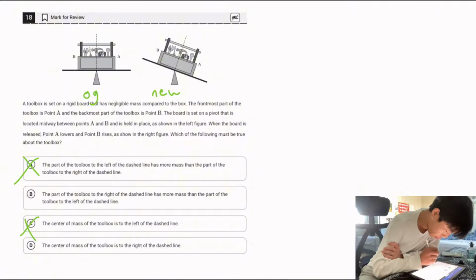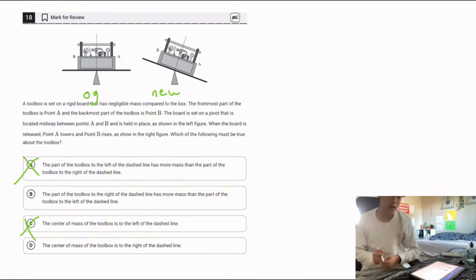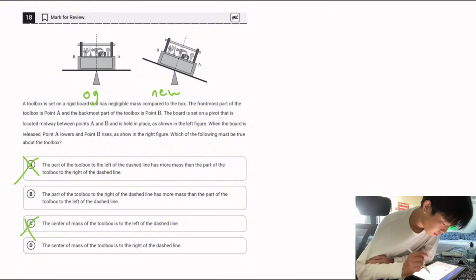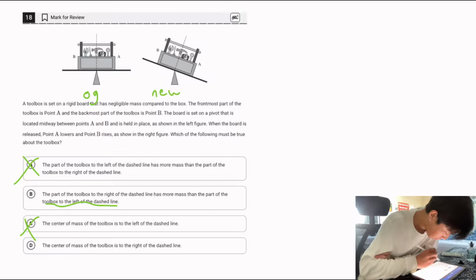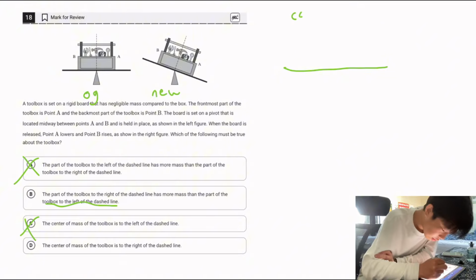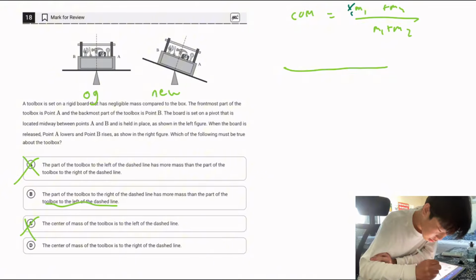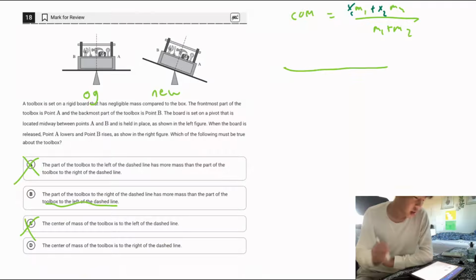So now it's just a choice between B and D. B is saying that there's more mass over here than over here, which sounds right. And then D also says the center of mass is to the right. So how do we know which one is the more correct answer? I guess they can both be correct, but for B, we need to realize that center of mass is not just m1 plus m2 over m1 plus m2. That's not the right formula. It's x1 plus x2, right?